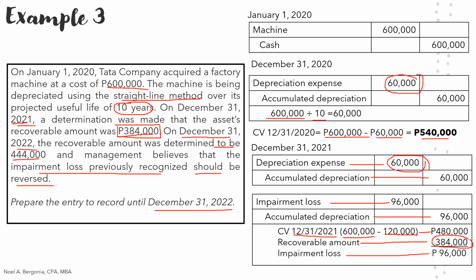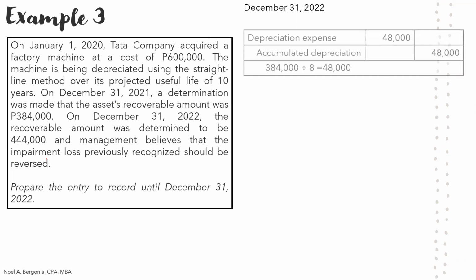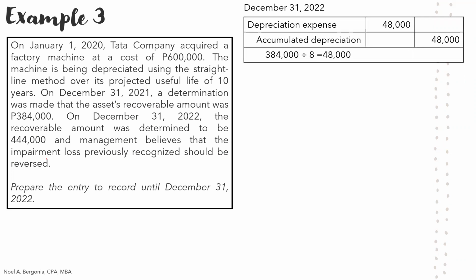Okay? So after 2021, in 2022, nag-determine ulit, no, that there is a recoverable amount na 444,000. So but before that, we need to determine first the depreciation natin. So on December 31, 2022, okay, our depreciation expense would be 48,000. So saan po nanggaling yon? Mula doon sa recoverable amount ng 2021 na 384,000 divided by the remaining useful life of 8 years.